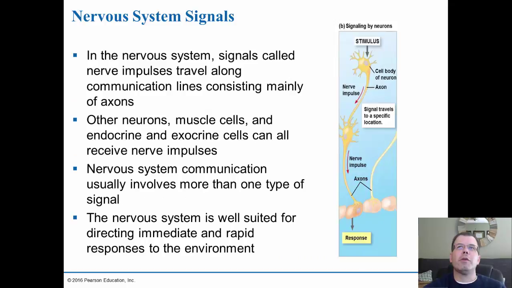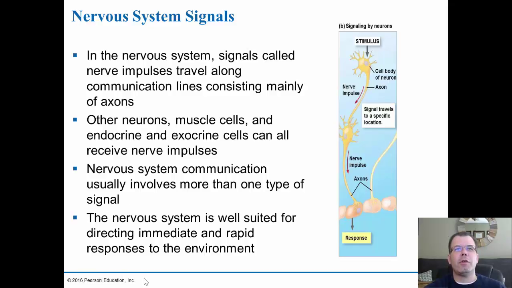Now, with the nervous system, typically what you have is its own set of highways that essentially gets a stimulus and sends a nerve impulse down to the different nerve cells, and then they act on a certain type of cell that it's connected to. Other neurons, muscle cells, endocrine and exocrine cells can all receive nerve impulses. Nervous system communication involves more than one type of signal, not just a chemical signal, but also electrical signals, and the gradients involved, and we're going to look at that again in chapter 37.